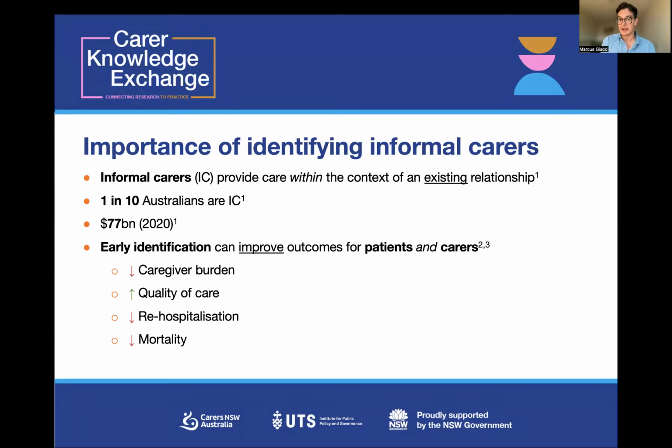Now, these informal carers typically view the care that they're providing as an extension of their existing relationship, and therefore don't typically self-identify as a carer nor identify their need for help and assistance. 1 in 10 Australians are informal carers, and the care that they provide is in excess of $77 billion annually. The importance of identifying informal carers and offering early support from a healthcare perspective is that it improves a range of patient and carer outcomes and minimizes repeat presentations to the hospital.